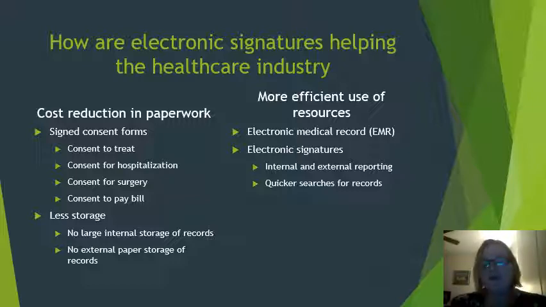Electronic signatures allow us the ability for internal and external reporting. Internally, we can track any signatures we need. We can track when we don't get those signatures, or how many charts don't have them, where they're missing, and whether it is something that we can fix. This would be a quality reporting system. Externally, we can track how many charts need them and benchmark against other facilities. And of course, there are quicker searches for records because everything's electronic, so you can simply query what consent forms are missing signatures and you would get them back far quicker than having to dig through paper-based records.